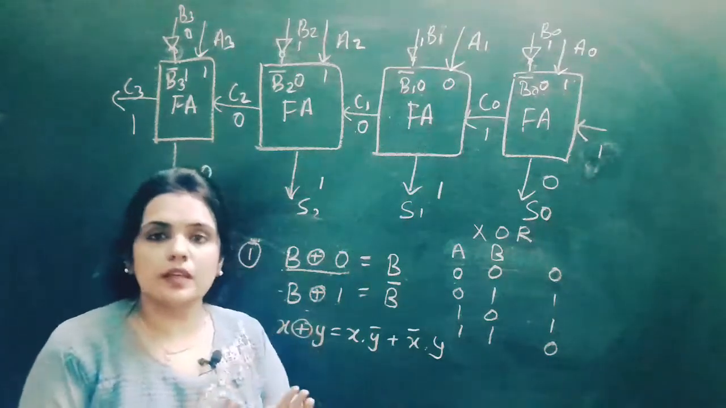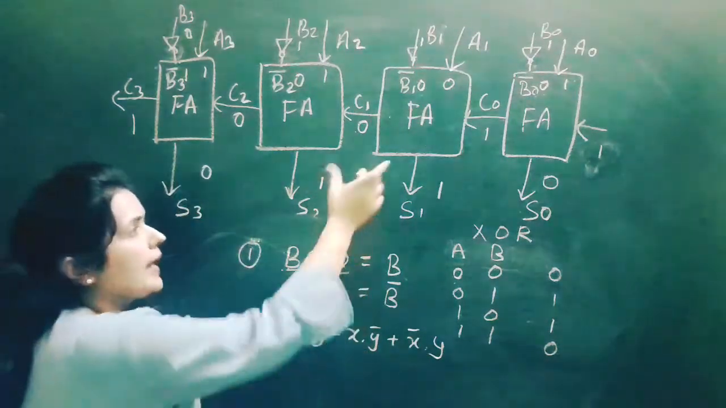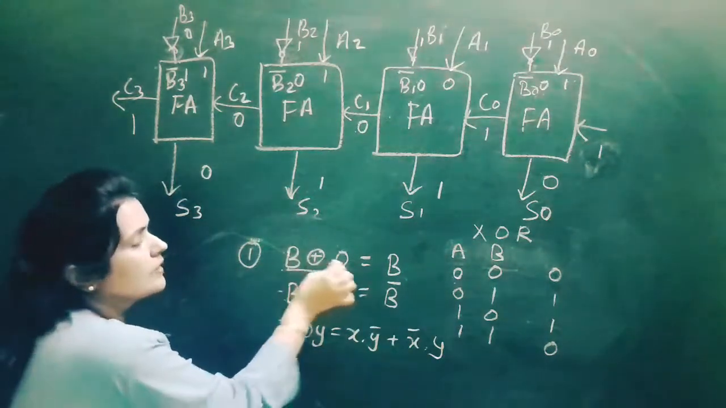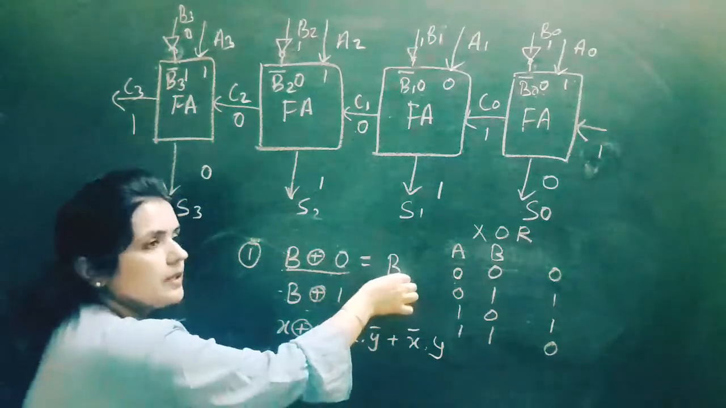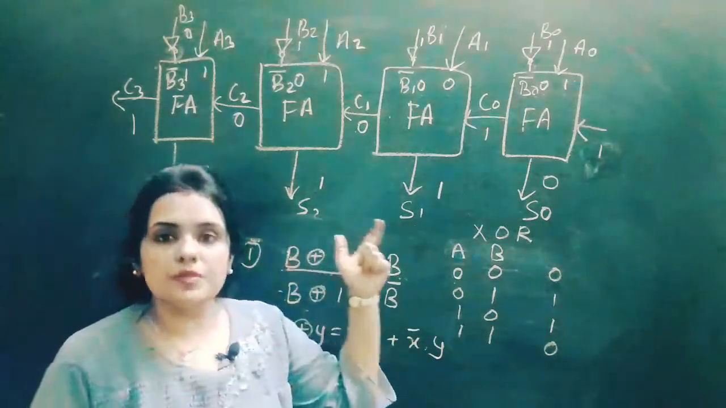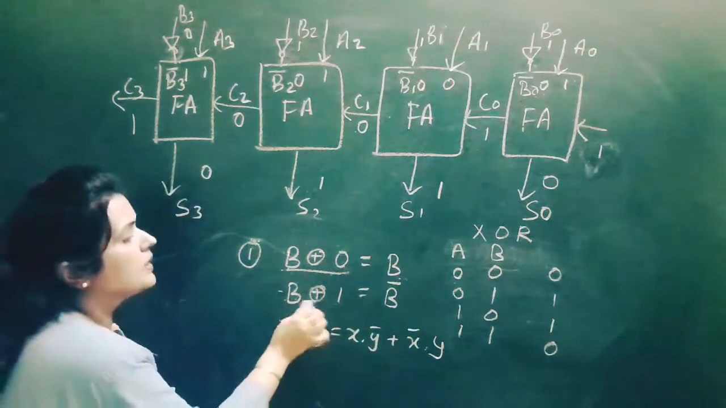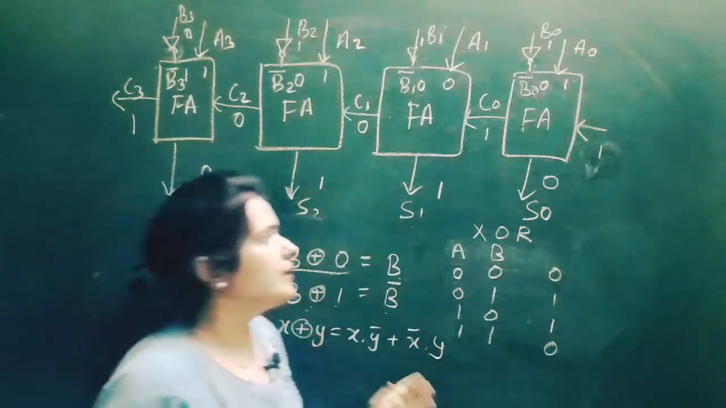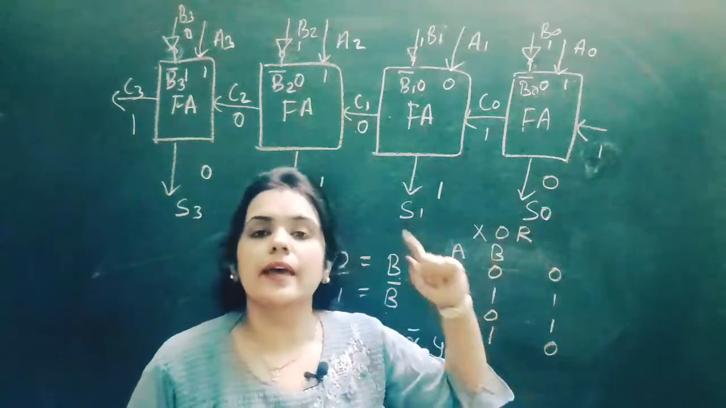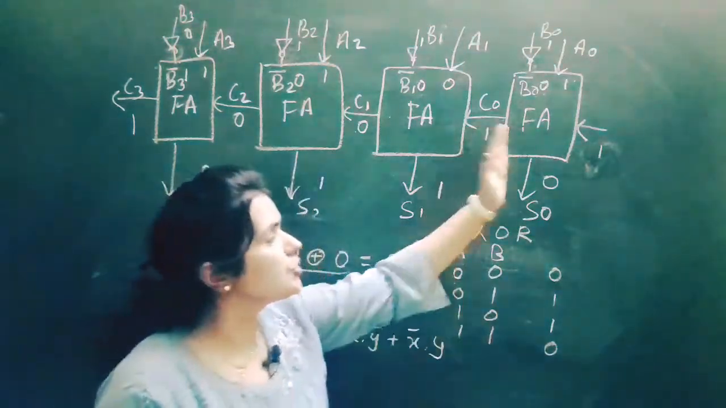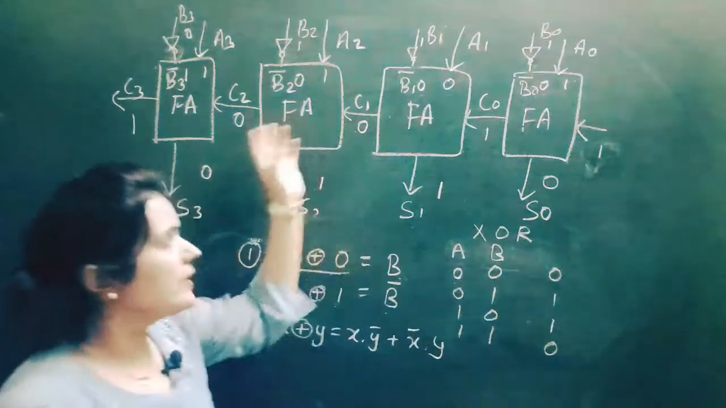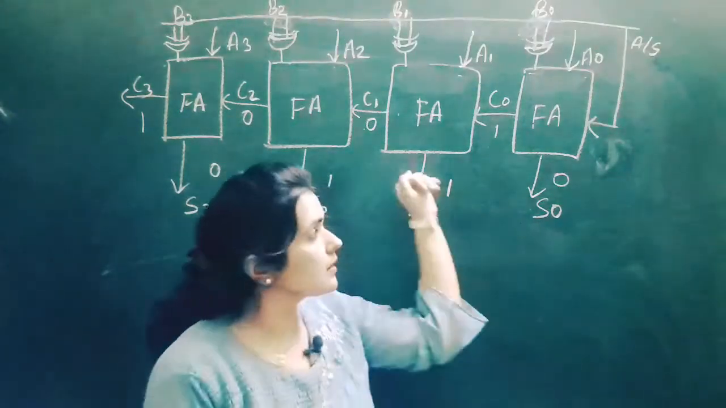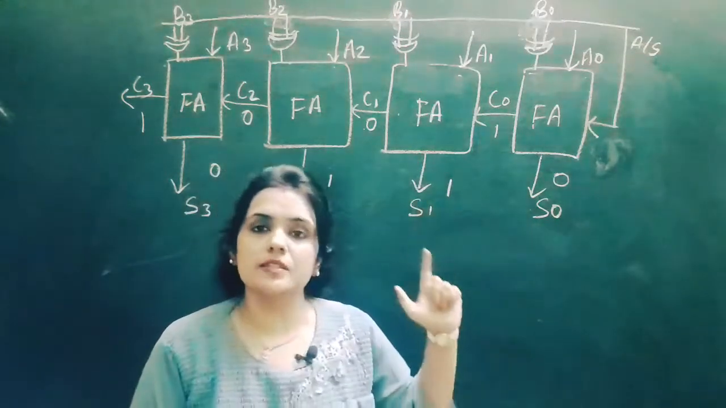So we should keep one thing in mind: if we want to perform addition with the help of this circuit, we should XOR B with 0 so that we obtain simply B. And if we want to perform subtraction, we should XOR B with 1 so that we get the complement of B. In case of addition, our Cin will be 0, and in case of subtraction, our Cin should be 1. So let's modify this circuit. This is the desired circuit for a 4-bit adder cum subtractor. The circuit can perform both addition and subtraction.